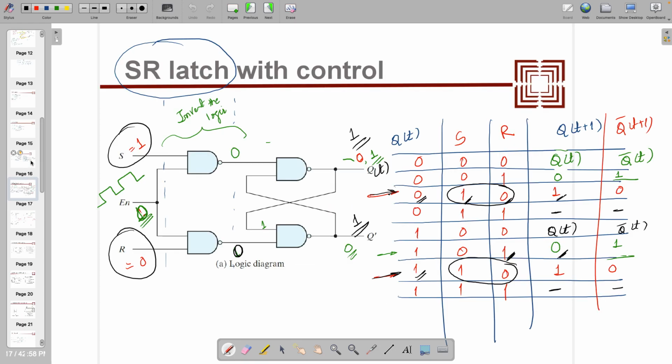Any further doubt or anything? Because this is very important. Okay. No doubt. Charmi, right?